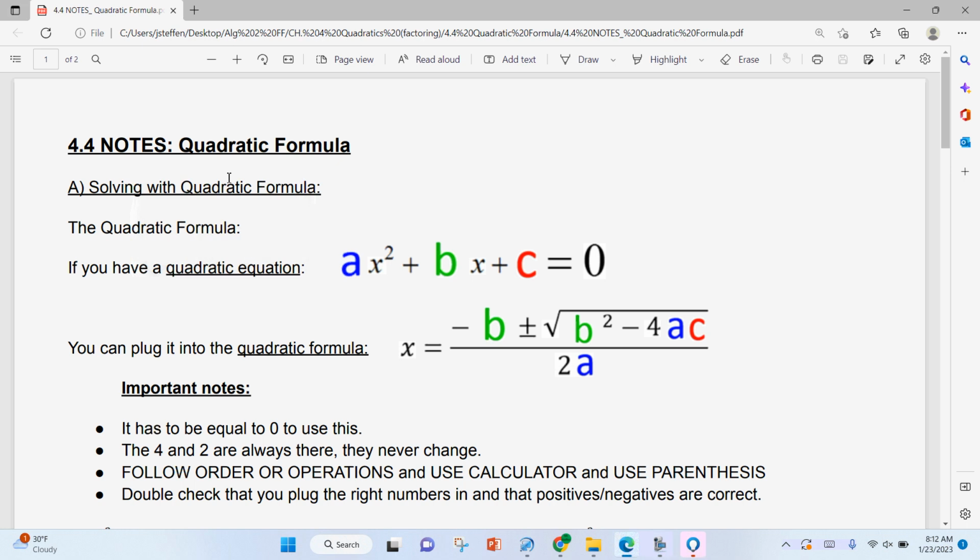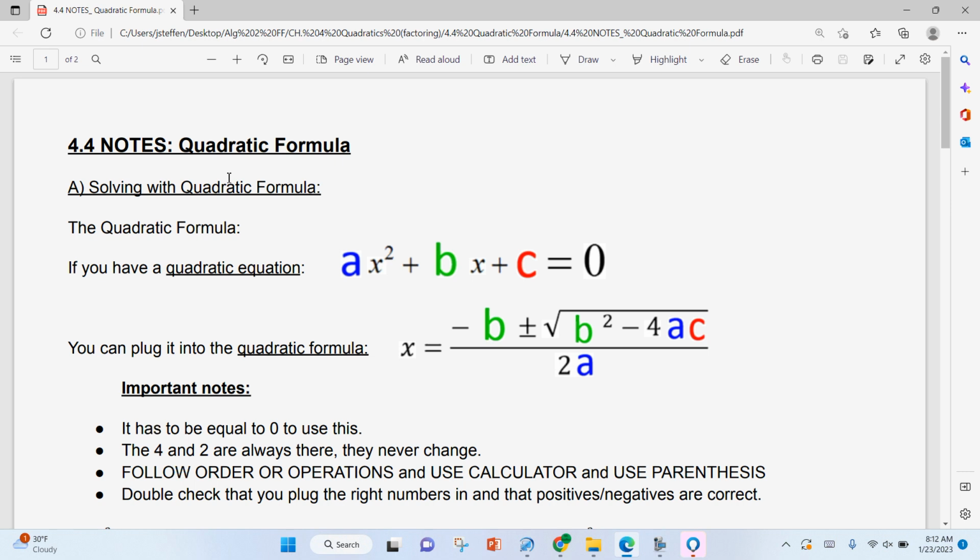So this lesson is over the quadratic formula. Obviously, the quadratic formula is only for when you have a quadratic. Most are set up this way, where we have ax squared plus bx plus c, and that's the reason I do that. That's where you get your a, b, and c. It's got to be equal to 0 because we're solving.